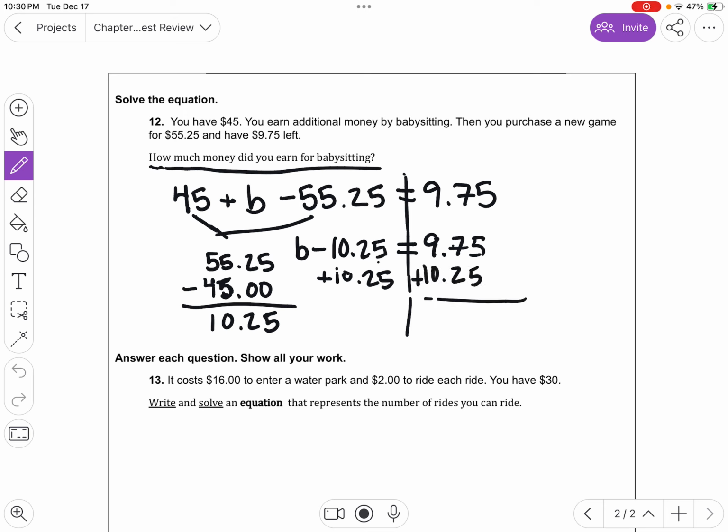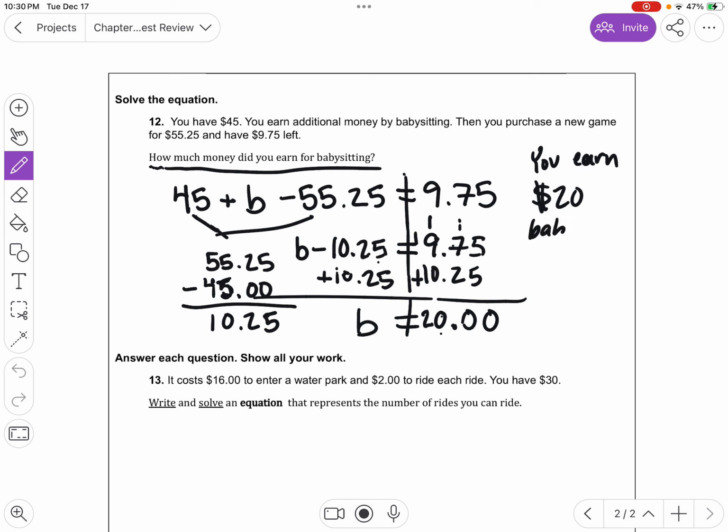10.25. And I get B equals 20. So to write this in words, you earn $20 babysitting.